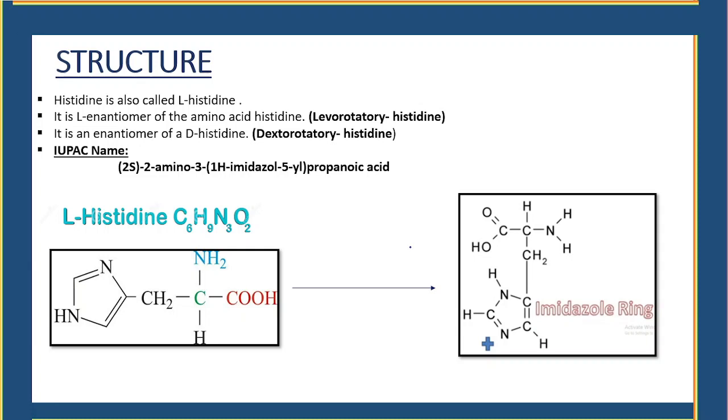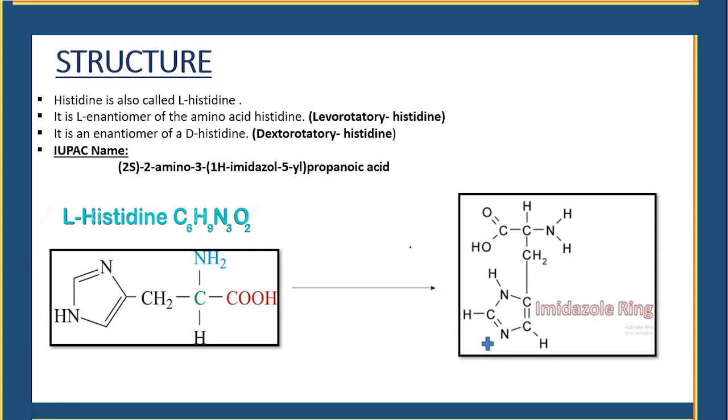Histidine is also called L-Histidine. A scientist named Fischer says that all the amino acids occurring in nature are basically mirror images of each other. They exist in two forms, which are exactly the replica of each other. So we can say that histidine also has two isomers or two mirror images of each other, which are called the enantiomers. L-histidine and D-histidine are the enantiomers of histidine.